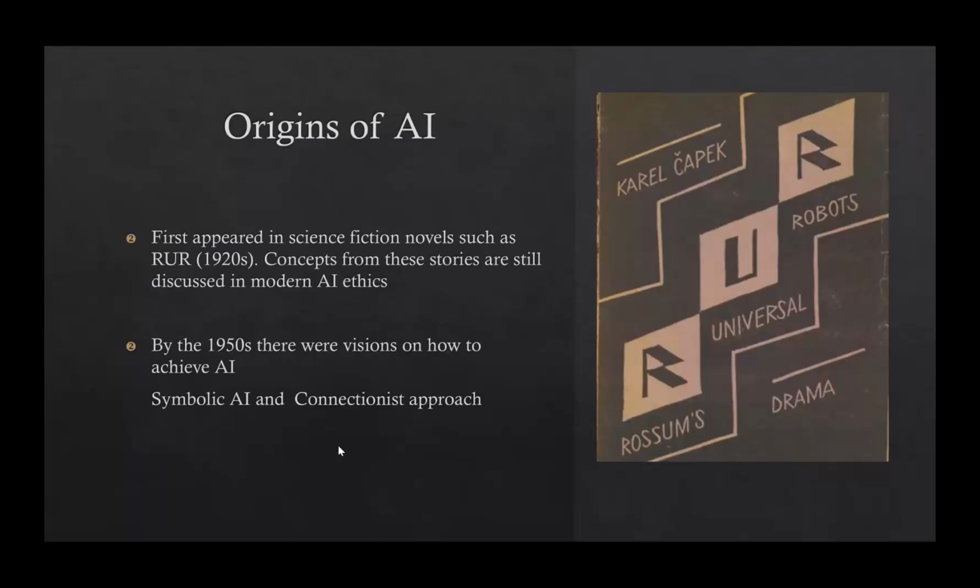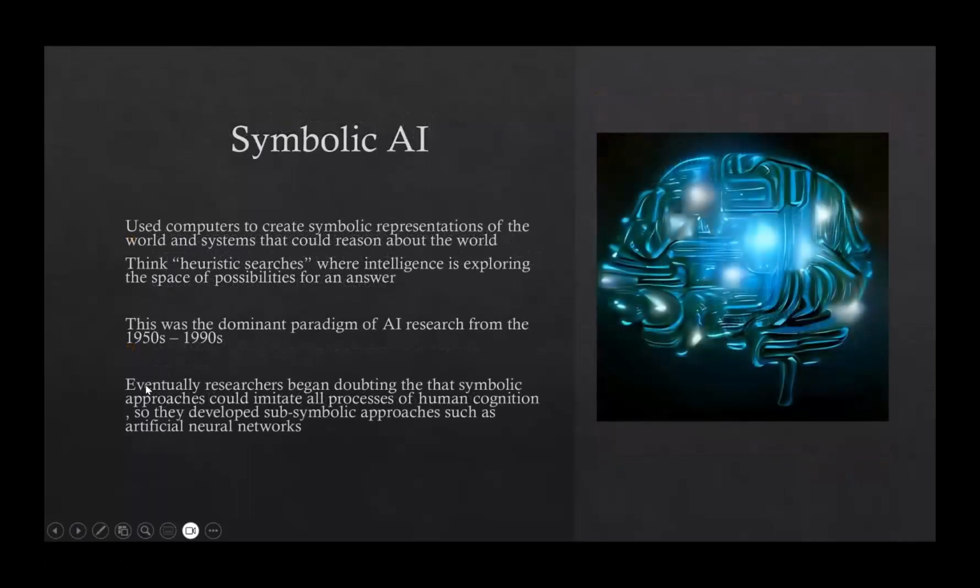So by the 1950s, like I said, there were two schools of thought of how you could achieve AI. One was symbolic and the other was connectionist. With symbolic AI, you're using computers to create symbolic representations of the world and systems that could reason with said world. In this case, think heuristic searches, where you're exploring the space of possibilities for an answer, which is funny because the concept of heuristics is going to come up later in the session, because the algorithm that we're running is actually a heuristic algorithm.